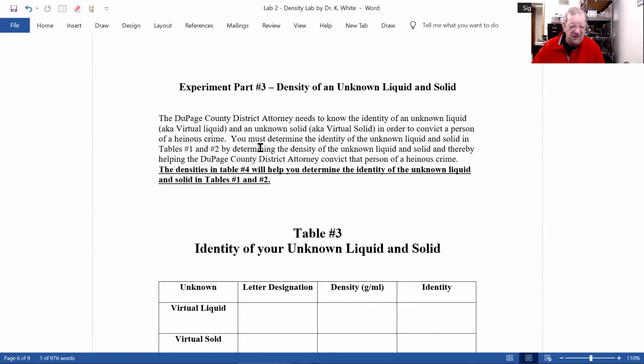And you must determine the identity of the unknown solid liquid in table 1 and 2 by determining the density of the unknown liquid and solid, and thereby helping the DuPage County District Attorney convict that person of a heinous crime. I'll let you fill in what heinous crime you want him or her to be convicted of. Now, listen carefully. The density in table 4 will help you determine the identity of the unknown liquid and solid in table 1 and 2, which you'll do in table 3.